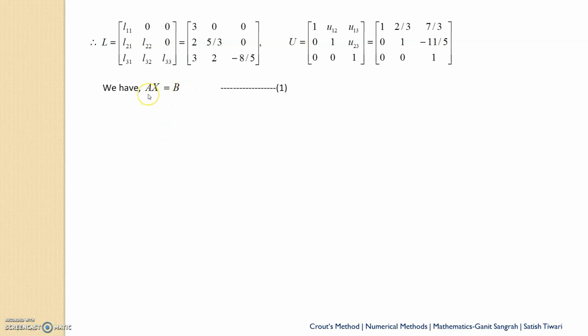After getting this L and U, our procedure started further as we take AX equals to B. But A we have taken as what? L into U, that is a multiplication of L and U. So I just replace here A by LU. So we get LUX equals to B.